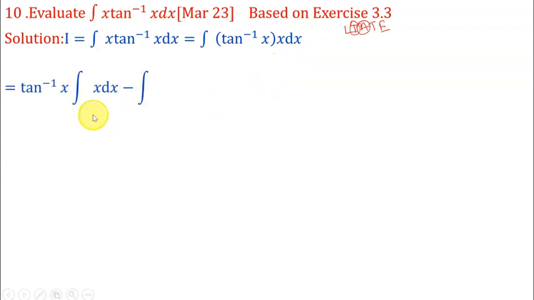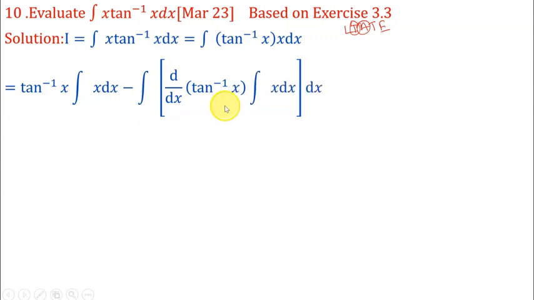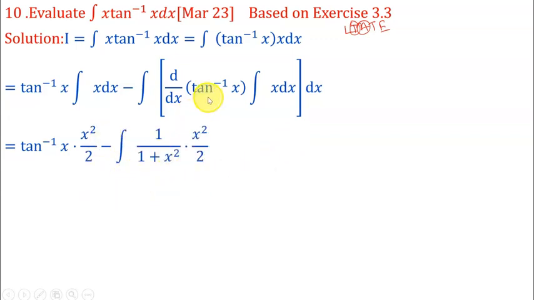That is the integral of tan inverse of x into x dx. That is tan inverse of x, the first function, into integral of the second, minus integral of derivative of the first into integral of the second. Now the integral of x is x square upon 2. Derivative of tan inverse of x is 1 upon 1 plus x square. The integral of x is x square upon 2.